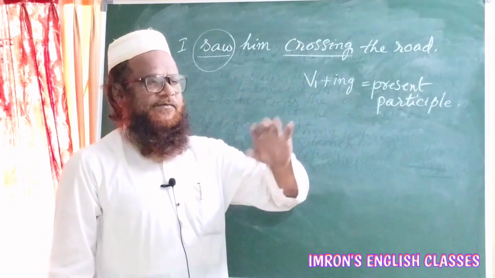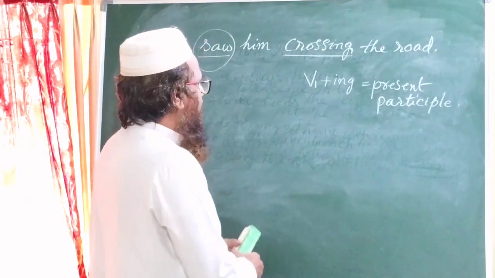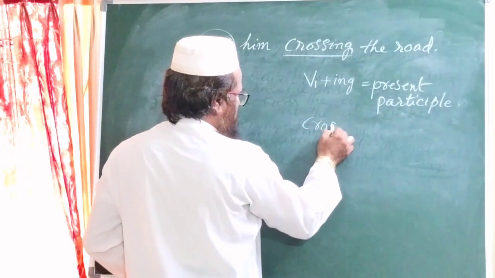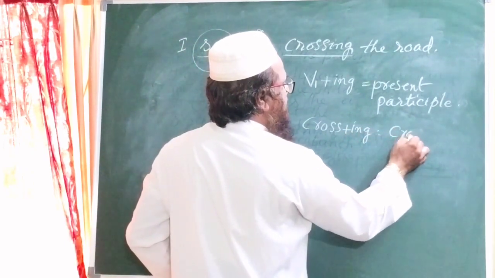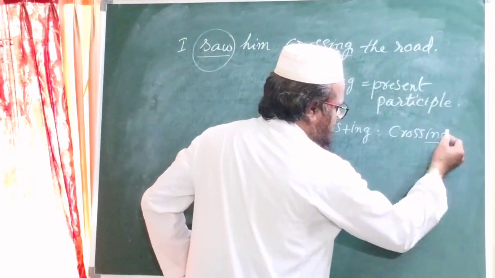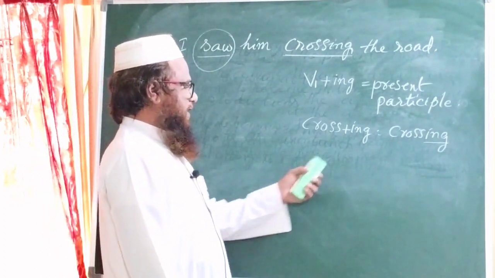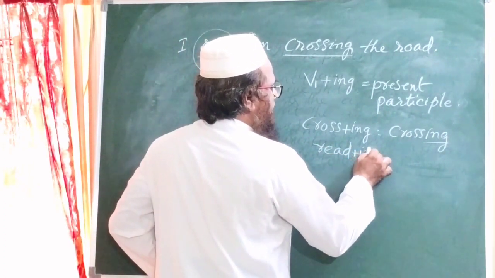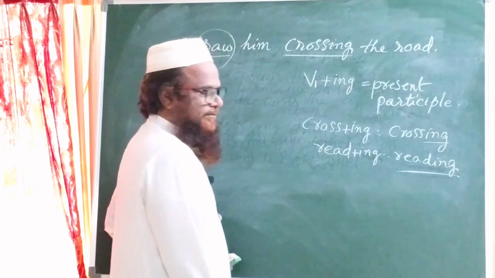I will explain the difference between the present participle and the gerunds depending upon the contextual use of these words. Here we read about the present participle. See, for example, we read cross, the present simple tense, and plus ing, it becomes crossing. Crossing is a present participle. We call them ing form verbs also. Similarly, we write one more. Read plus ing, reading. This is a present participle.